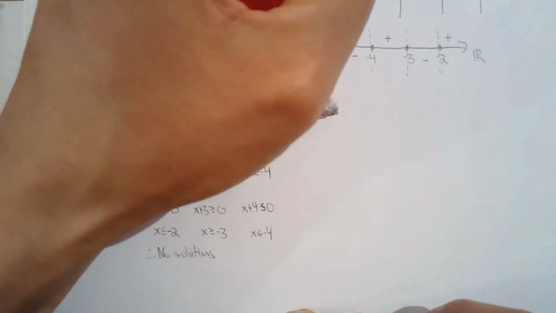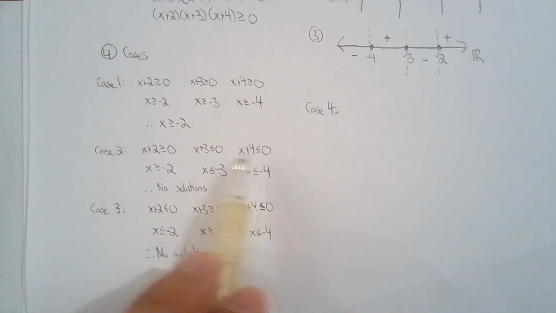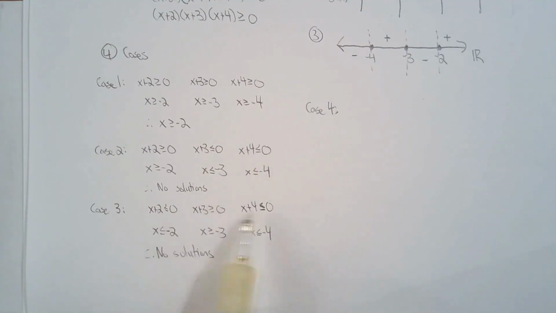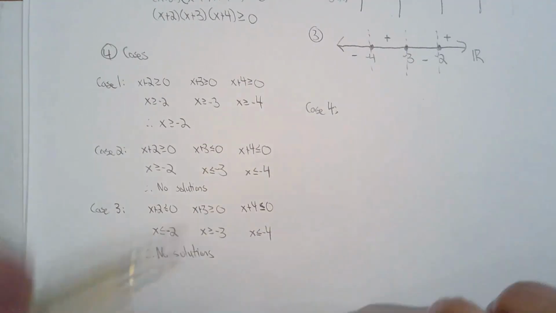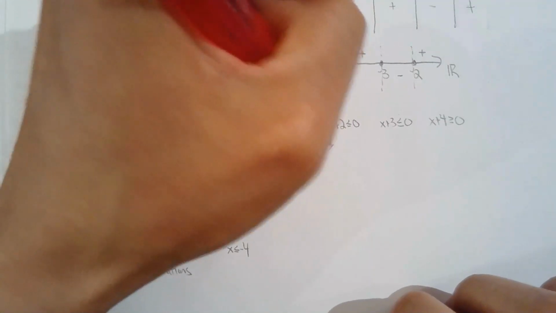So case 4 is when the first, second, and third is negative. First and second you want to be negative now. X plus 2 is less than or equal to 0. X plus 3 is less than or equal to 0. X plus 4 is greater than or equal to 0. Okay. So x is less than or equal to negative 2. X is less than or equal to negative 3. X is greater than or equal to negative 4.